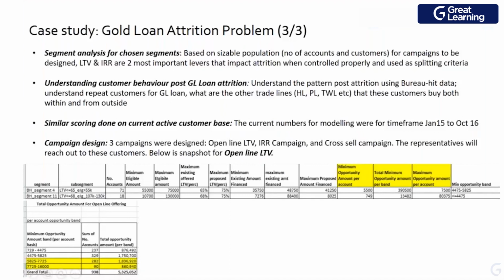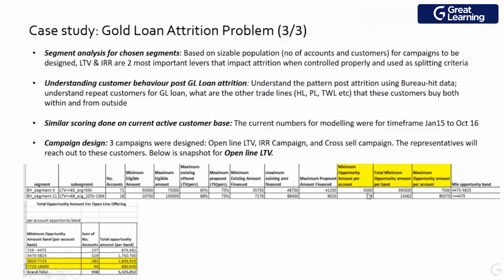So for each of these segments, 5,500 is the minimum. Likewise, you will have 5,500, and there is 749 for this segment. For each of these segments, you will have the minimum opportunity amount per account, right? So we'll just take quartiles. We split these numbers into 4 quartiles, because you will have about 100, 200 such numbers. So we have taken the quartiles, Q1, Q2, Q3, Q4. Q1 is 729 to 4475, Q2 is 4475 to 5825, and these are the 4 quartiles.